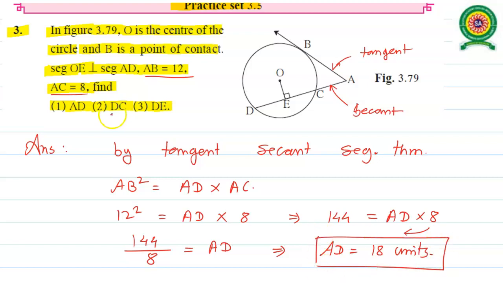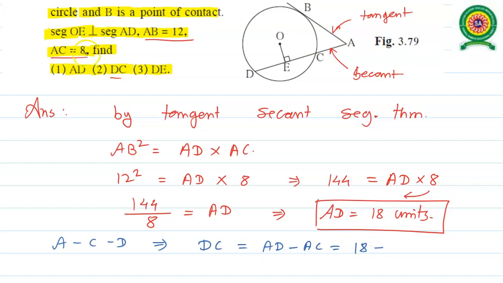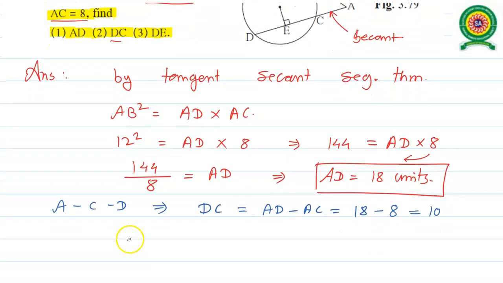Now we have to evaluate CD. For that, look at the figure carefully. We have A, C and D as collinear points. So the value of CD, or DC, whatever we have given, equals overall AD minus AC. The value of AD is 18, and the value of AC is 8. So 18 minus 8 is 10. So we are getting the value of DC equal to 10 units.